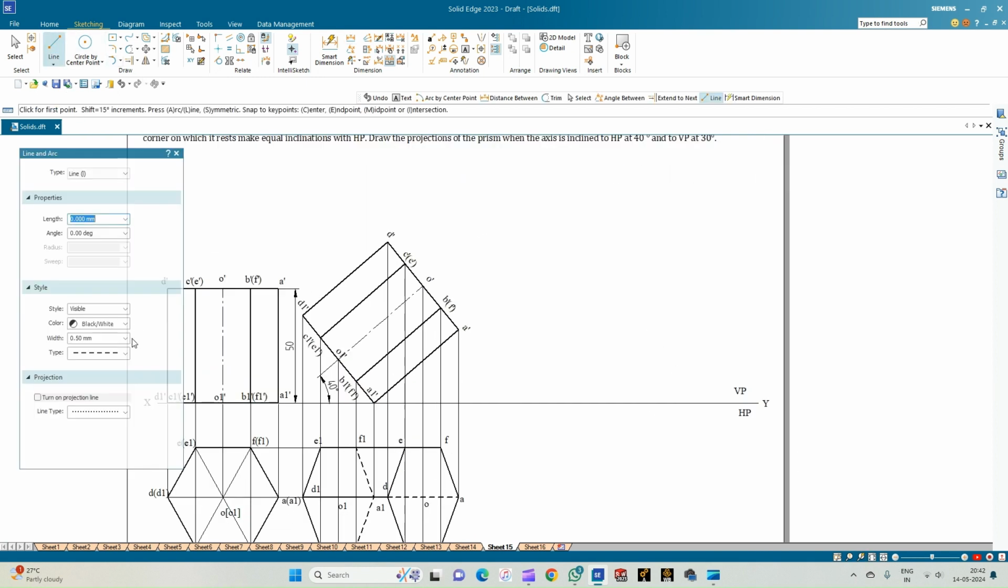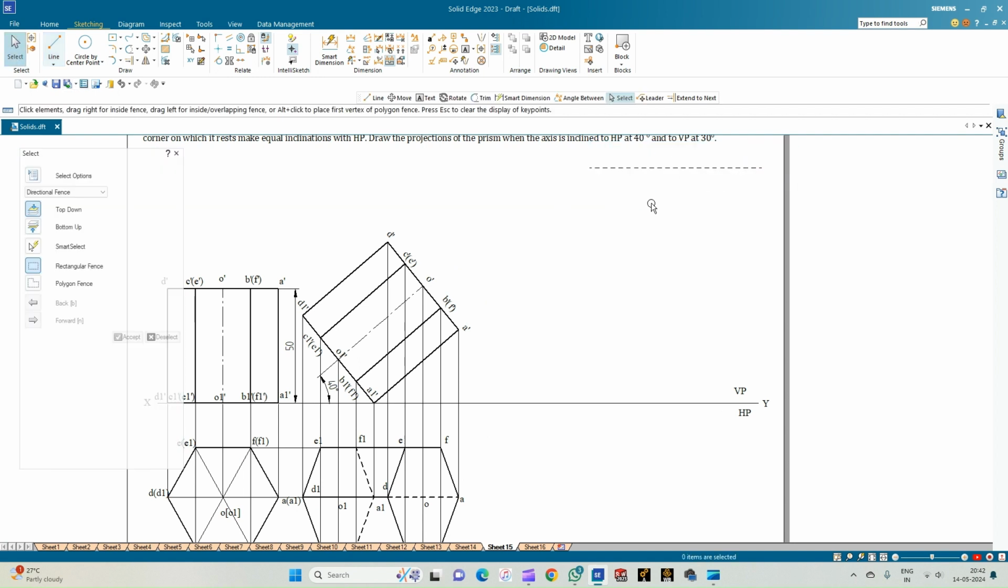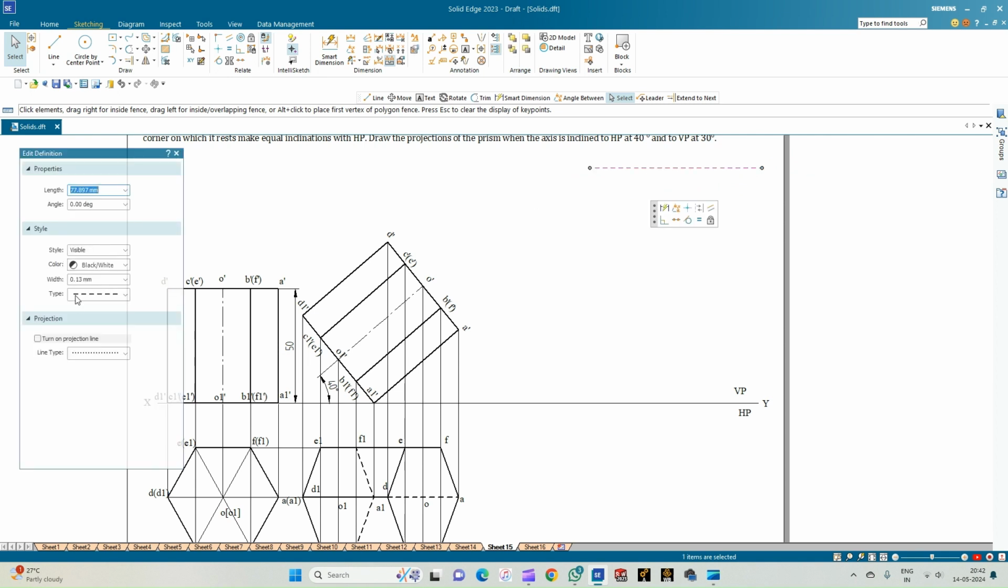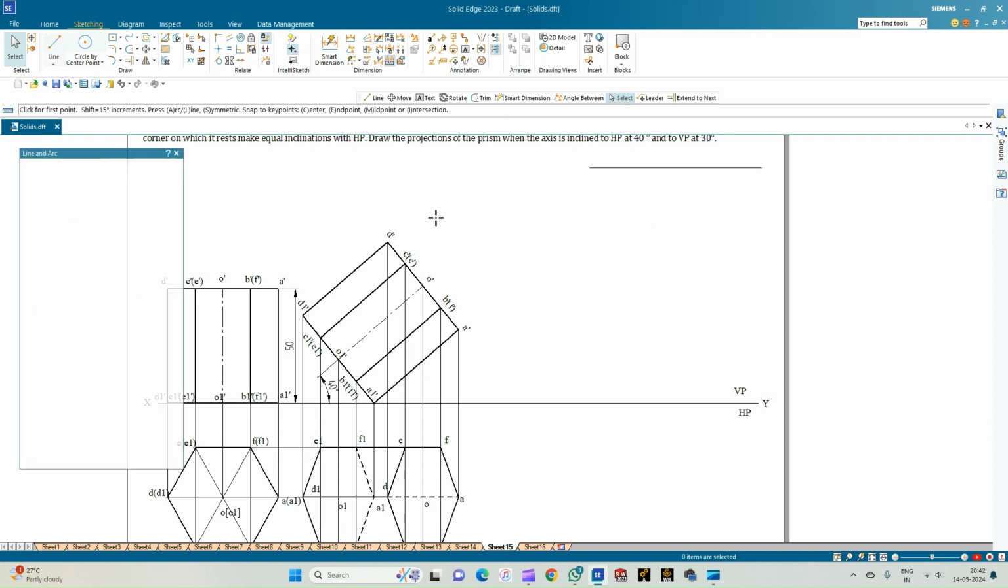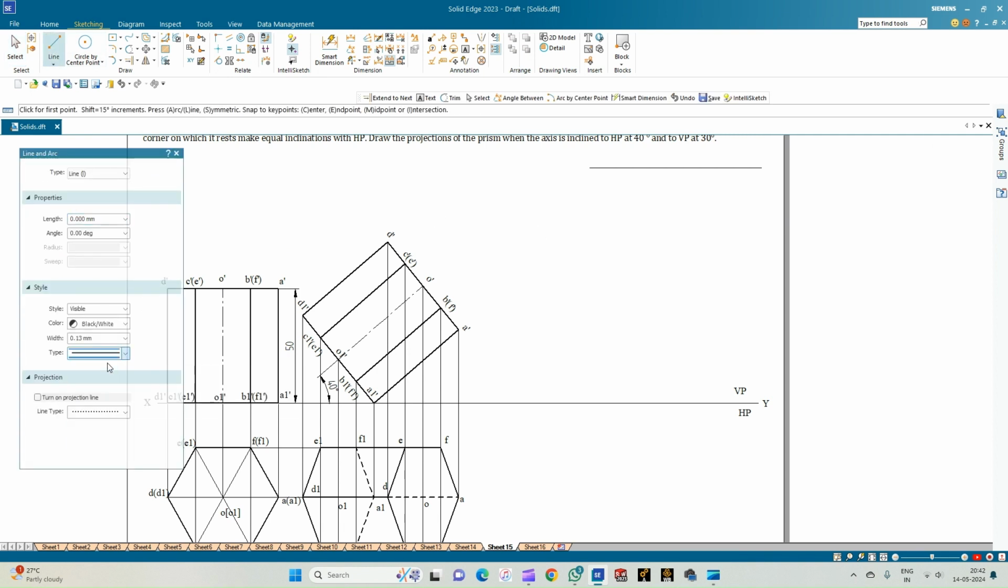So now let us select the line option of thickness 0.13 and draw a line of any arbitrary length. Let it be a continuous line. Then select the line option again, and let us draw the line measuring 50 mm in length, inclined at an angle of 30 degrees, which is given in the problem statement, 30 degrees with respect to the VP.